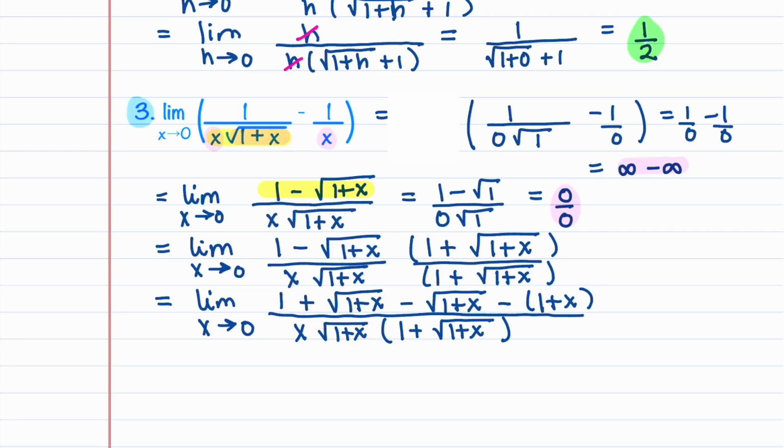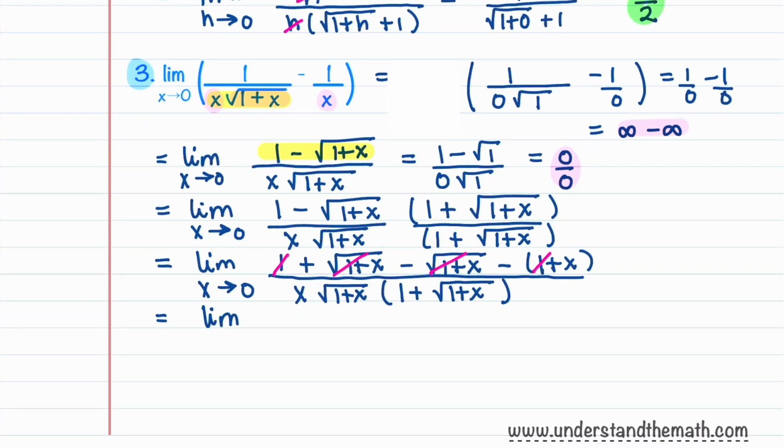Let's look back up at our numerator and we'll cross out the terms that cancel. We have this term and this term cancel, and then our ones cancel. So let's go ahead and rewrite this as the limit as x goes to 0. We have a minus x up top, and then down below we have an x, square root of 1 plus x, 1 plus square root 1 plus x. Our x's cancel, which is why we did not multiply out the denominator.